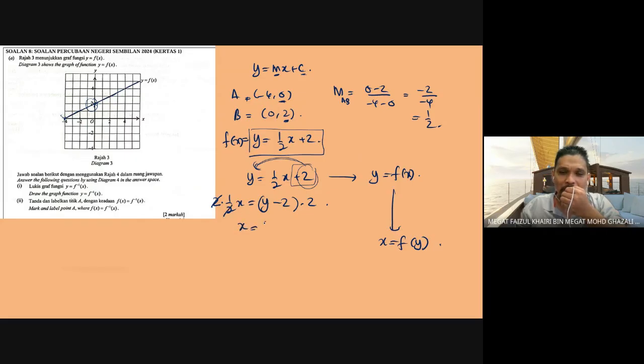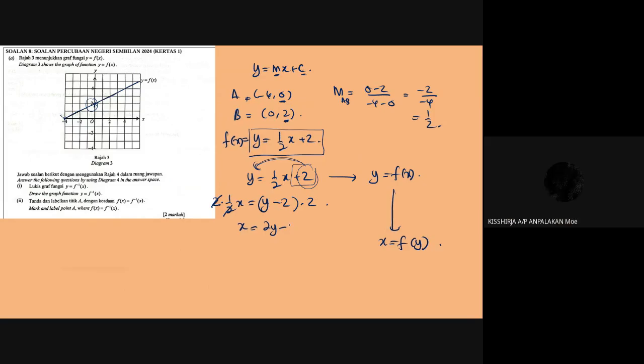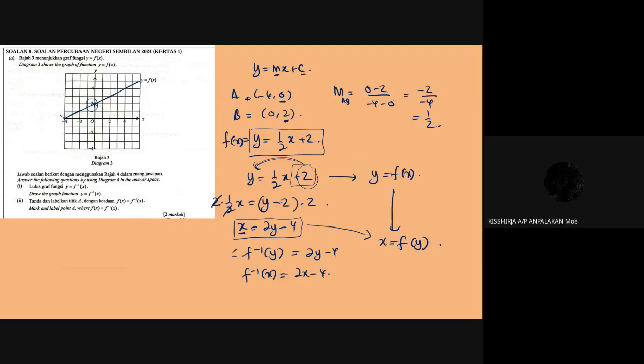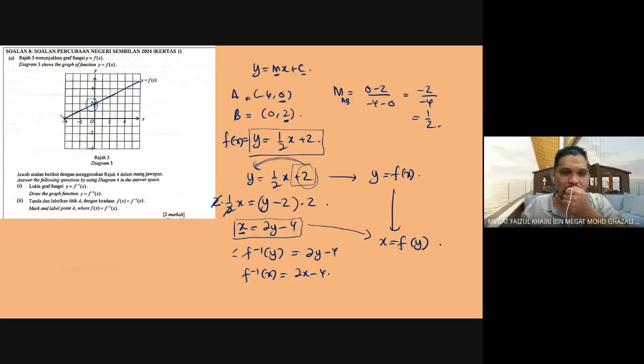Then 2 times y is 2y, 2 times negative 2 minus 4. So look at this one here now: x equals the function of the variable y, f(y), just like this. And f inverse of y equals 2y minus 4, or f inverse of x equals 2x minus 4. Okay, now the question wants you to sketch the graph of f inverse.